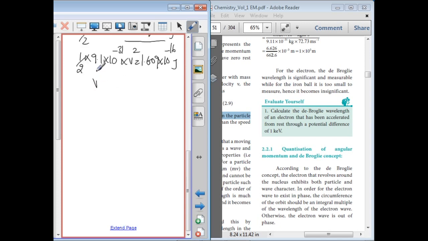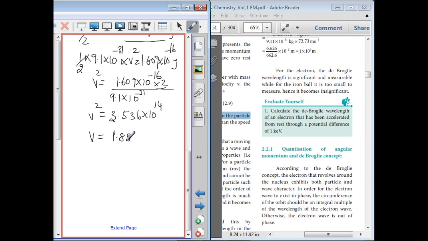So v square equal to 1.609 into 10 power minus 16 divided by 9.1 into 10 power minus 31, multiplied with 2. So v square equal to 3.536 into 10 power 14. So v equal to, we are going to take a root. So the value of v equal to 1.88 into 10 power 7 meter second inverse. So v is calculated.